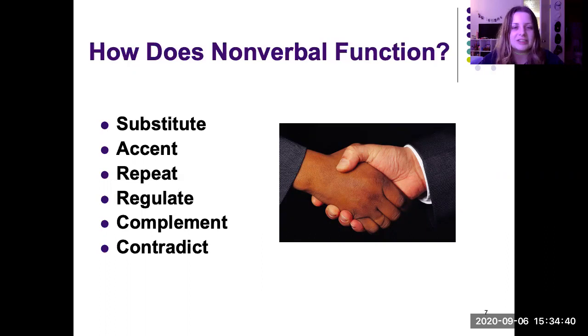So going back into nonverbal functions, substitute is basically replacing the verbal message. So for example, instead of saying okay, you would give a thumbs up.